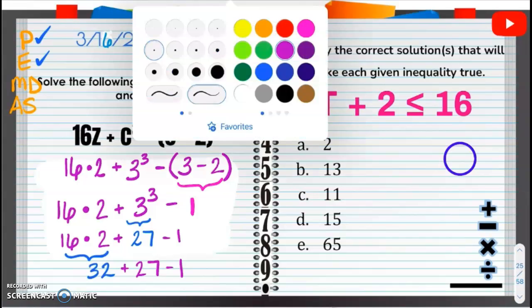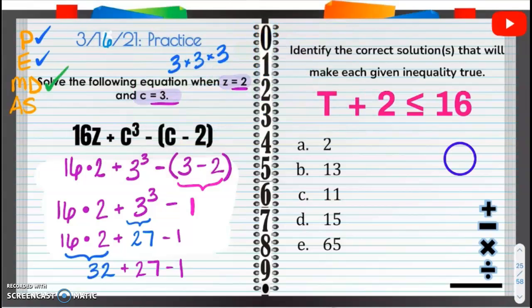Now, can I just do 27 minus 1 because, oh, super easy? No, we have to do the order of operations. No more multiplication or division, but we do have addition and subtraction. We're going to go from left to right.